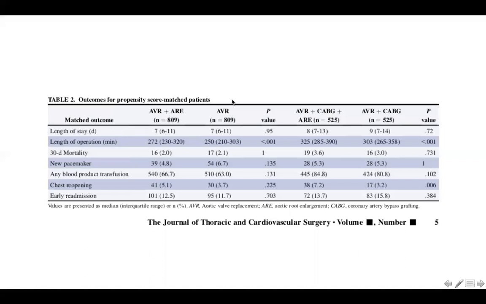If you see here, there is the isolated procedure and the one concomitant with CABG, around 800 patients in the isolated group and 500 patients in the concomitant procedure. For early mortality at 30 days, there is no significant difference, even in the concomitant procedure. But if you see the reopening or re-exploration, it is significantly different with the concomitant procedure with CABG, with a significant P value of 0.006.